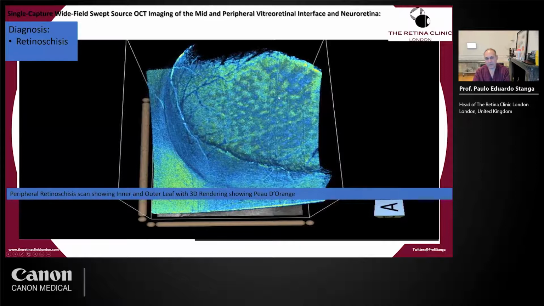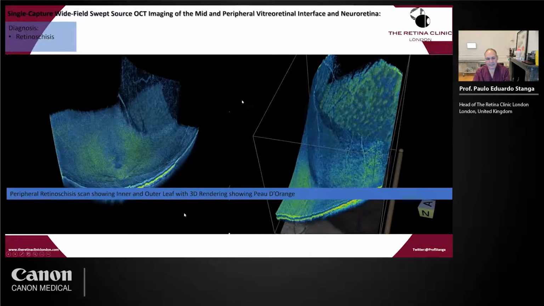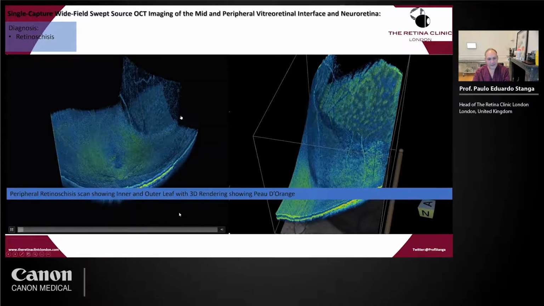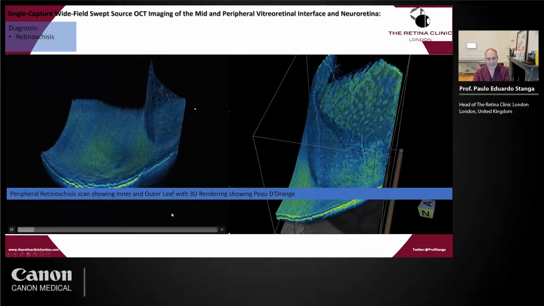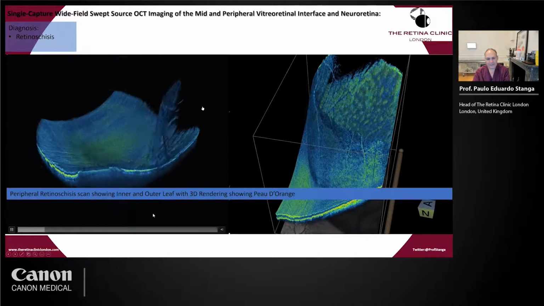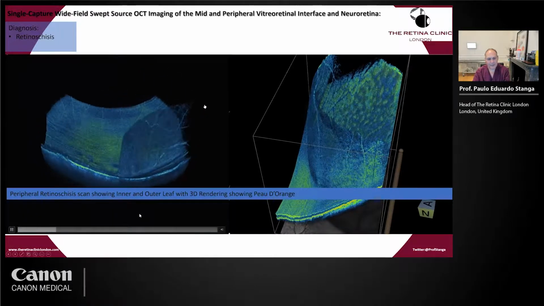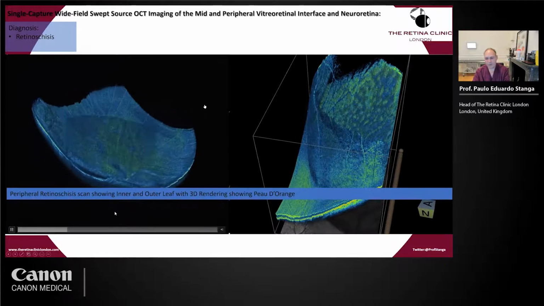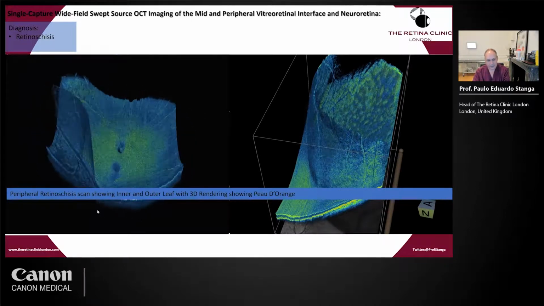This is the famous peau d'orange, or orange skin, as it's been described. And this is a 3D rendering of that same area of schisis. Very reassuring, and of course, no treatment is necessary.